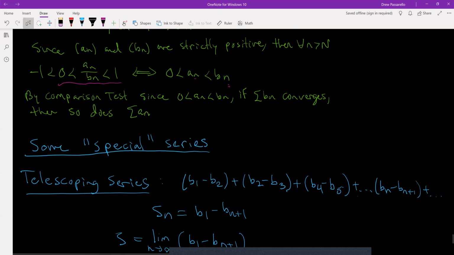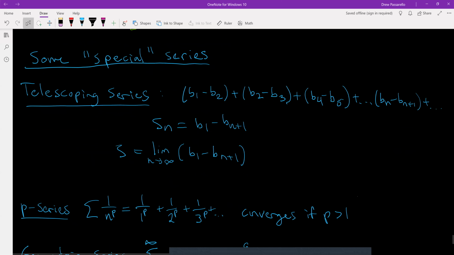So here are just some special series. I don't really go into proofs of these. I just went ahead and listed them. So we have the telescoping series. Essentially, it's a series where you have terms such that you have B1 minus B2 plus B2 minus B3 and so forth. And so we have something of that pattern.